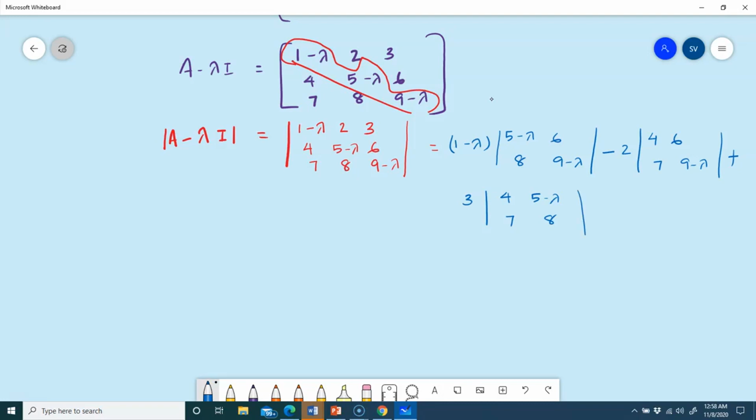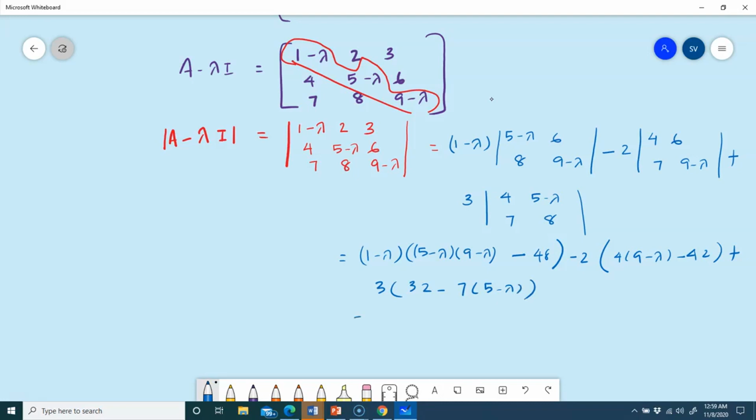Now expand it: 1 minus lambda times the determinant of 5 minus lambda, 6, 8, 9 minus lambda. You have to give the parentheses properly, otherwise we will make mistakes. So 1 minus lambda times (5 minus lambda times 9 minus lambda, the cross product, minus 8 times 6, which is 48), minus 2 times (4 times 9 minus lambda, minus 42), plus 3 times (32 minus 7 times 5 minus lambda).